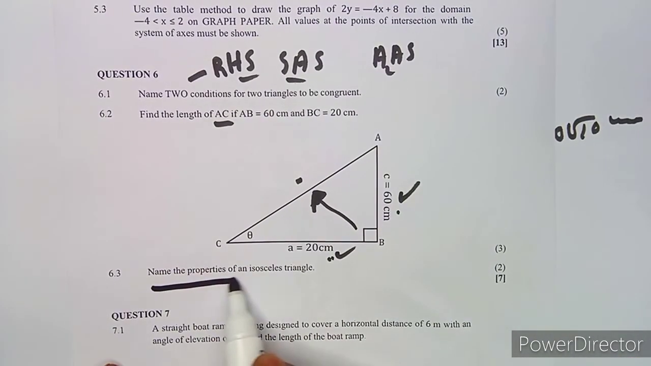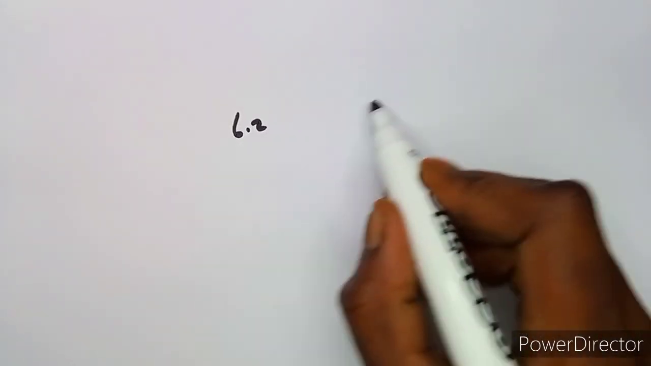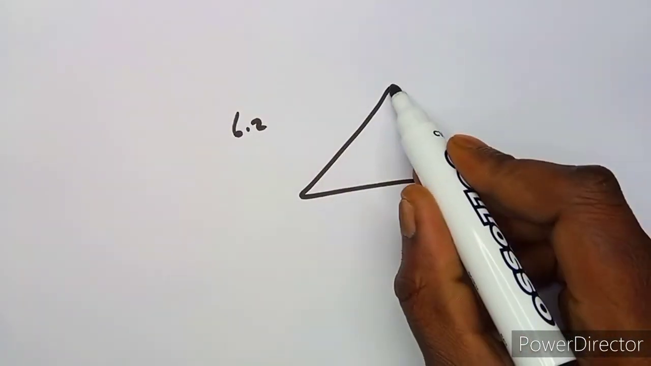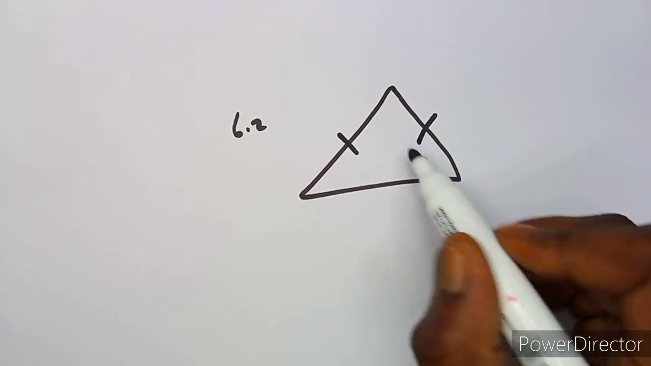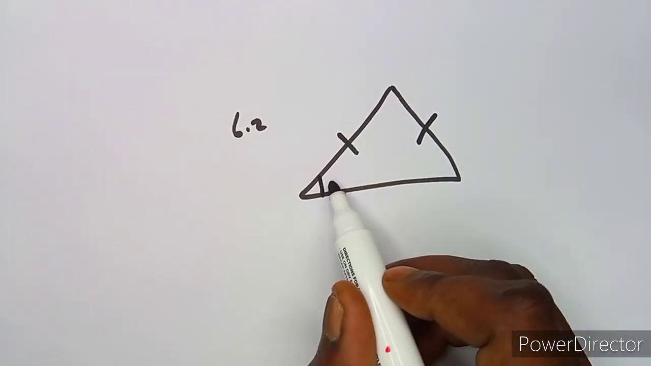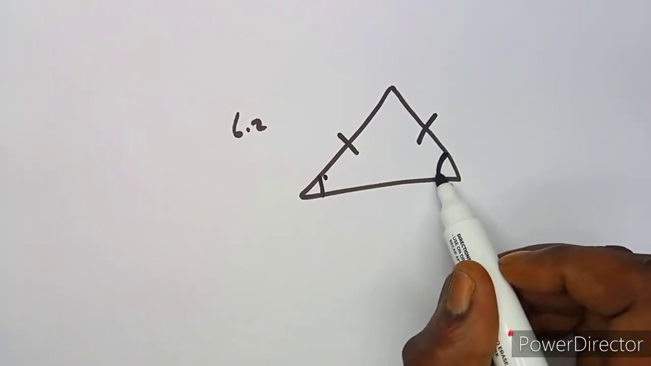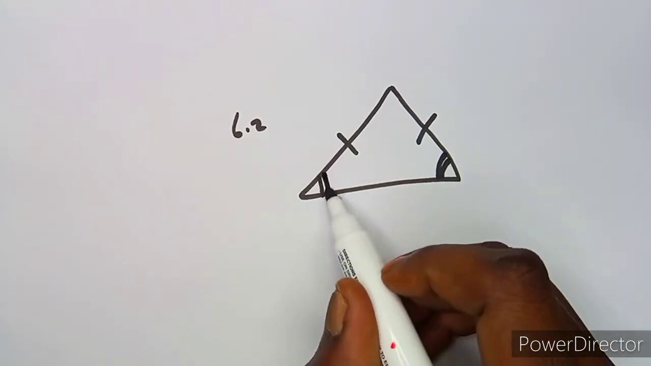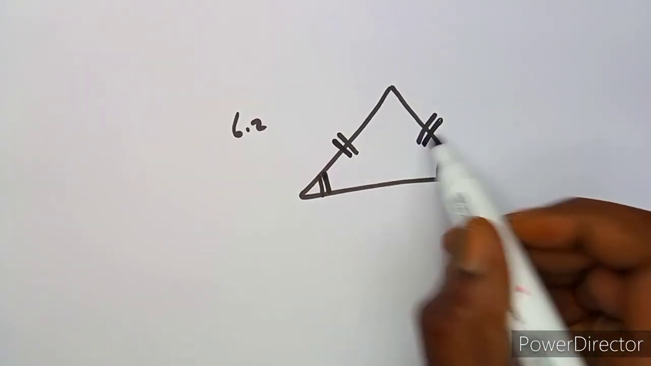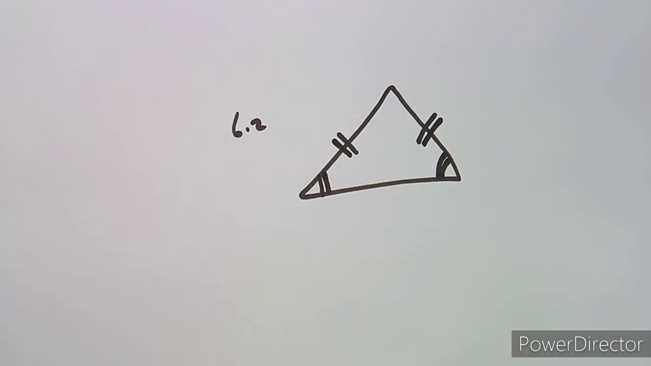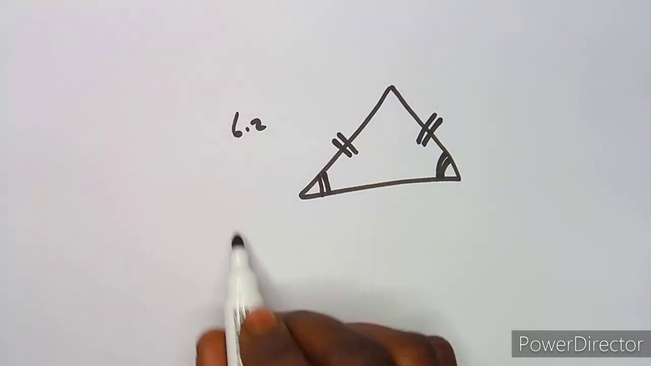Name the properties of an isosceles triangle. Okay, what are the properties, guys, of an isosceles triangle? You know, actually, in an isosceles triangle, the opposite sides are actually equal. It's all about this. That's an isosceles triangle, where this angle here and this angle are the same. All right, so that's what we are talking about here. So these are the properties that we have on an isosceles triangle.